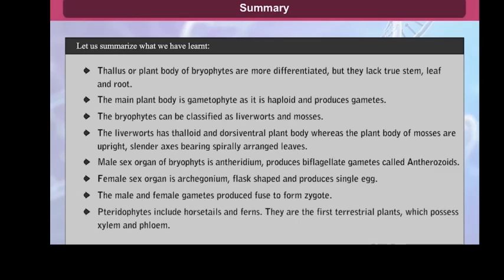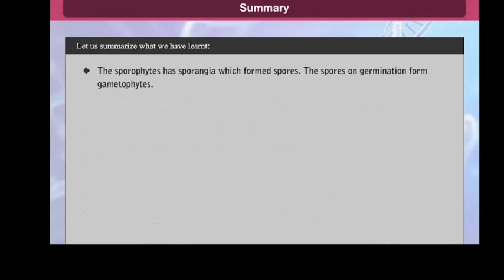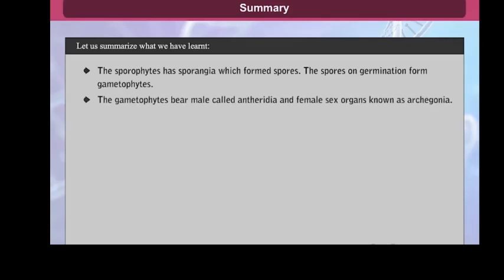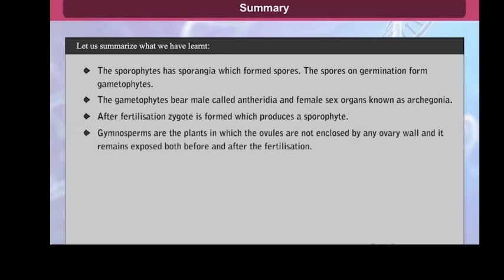Pteridophytes include horsetails and ferns. They are the first terrestrial plants which possess xylem and phloem. The main plant body is sporophyte, which is differentiated into true stem, leaves and roots. The sporophyte has sporangia which form spores. The spores on germination form gametophytes. The gametophytes bear male, called antheridia, and female sex organs, known as archegonia. After fertilization, zygote is formed, which produces a sporophyte.